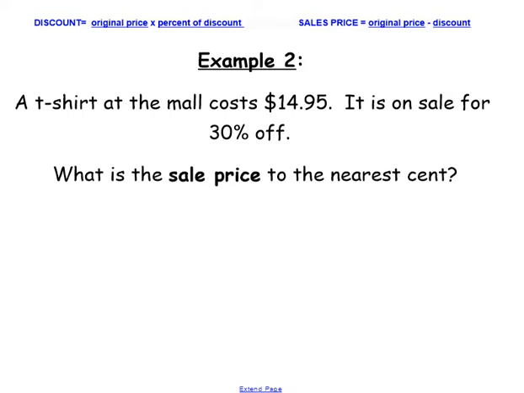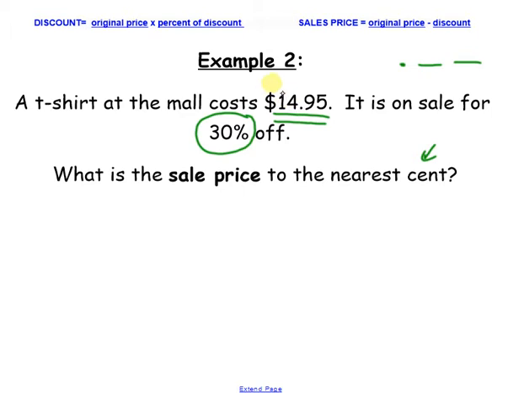All right, a t-shirt at the mall costs $14.95. It is on sale for 30% off. What is the sale price to the nearest cent? Now, when you see here where it says the nearest cent, that's kind of a clue that you're going to have to round. Whenever we're dealing with money, you have 2 spaces after the decimal. That's what you round to. It's the hundredth place, okay? That is where you will always round to.